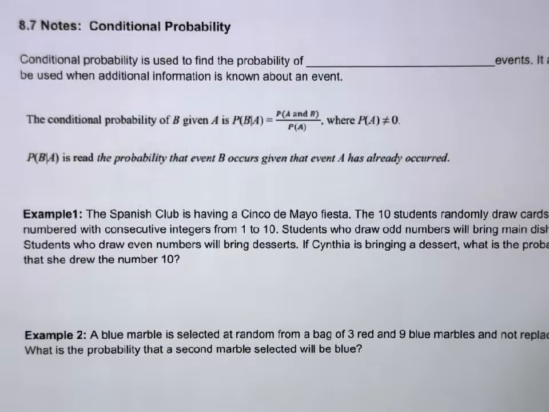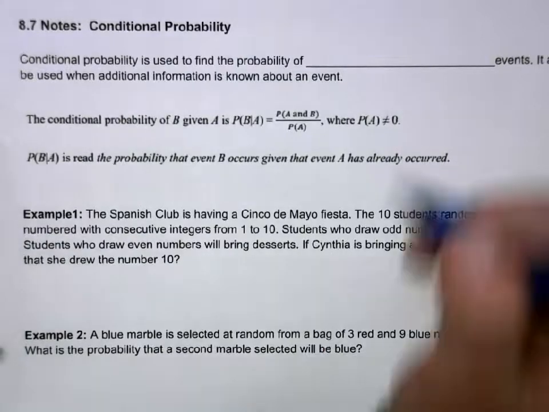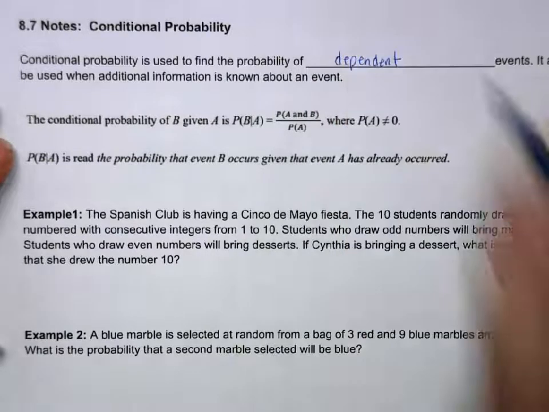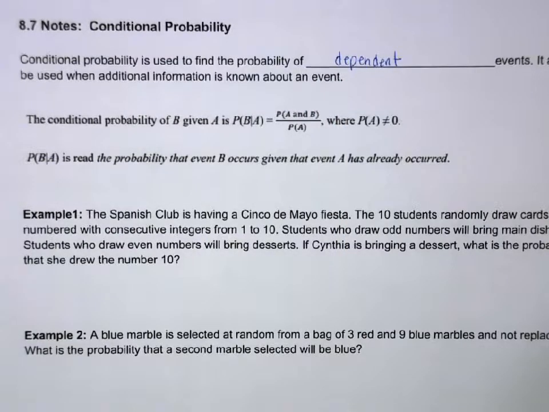Today we're going to talk about conditional probability. Conditional probability is used to find the probability of dependent events. It can also be used when additional information is known about the event.